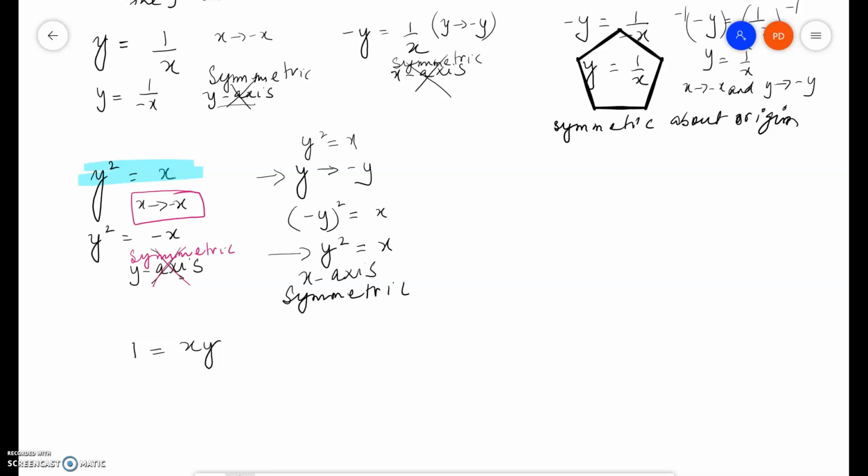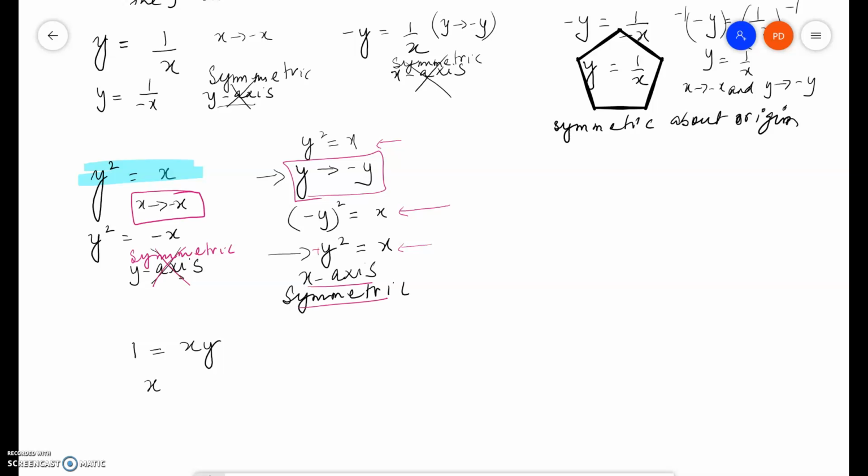Now we start again with the equation y squared equals x. We change y to negative y. So that's negative y the whole squared equals x. Squaring, we get positive y squared, so nothing changed. The equation remained unchanged, even though we changed y to negative y. And this is a test that tells us that the graph of this equation is symmetric about the x-axis.